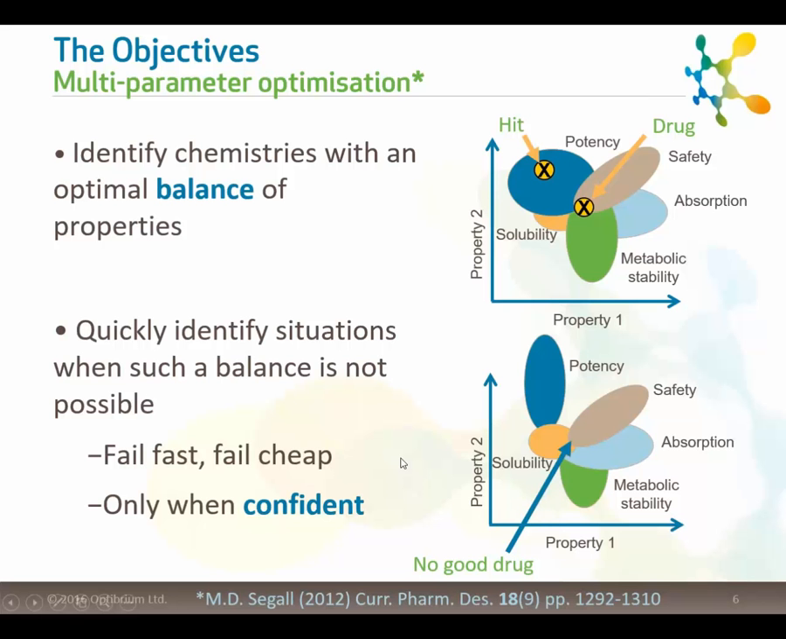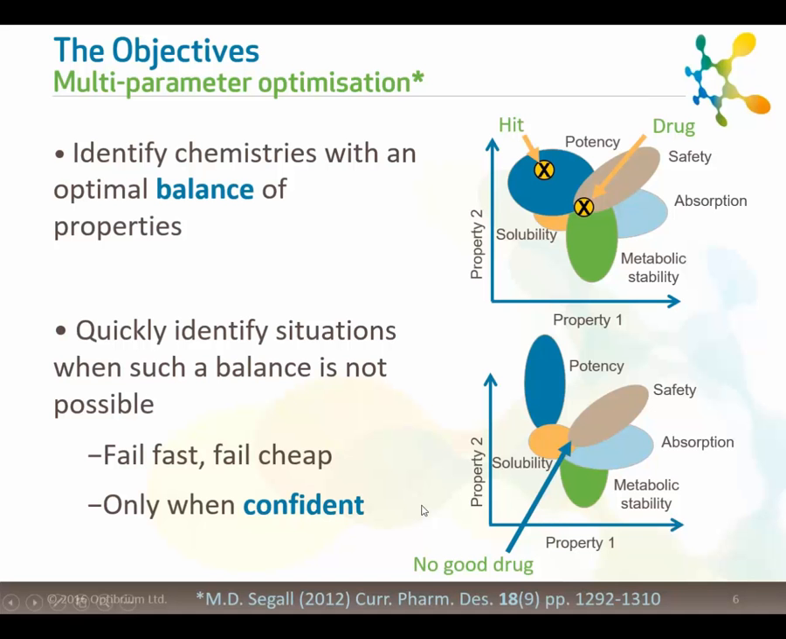But of course, we don't want to fail. The last thing we want to do is miss the opportunity to find a good drug. So really, we only want to fail when we're confident that that's the right decision, when all the data we have generated can convince us beyond a reasonable doubt that we're not going to find a good drug, at which point it makes sense to move on to a new chemistry, a new project, or a new target. And this is the idea of multi-parameter optimization.